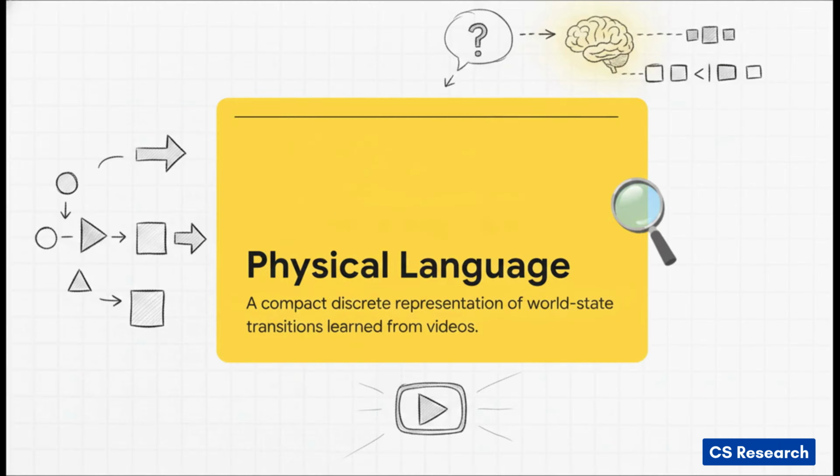They developed what they call physical language. Basically, this is a compact, discrete representation of world state transitions. And the coolest part is that the model learns it entirely through self-supervision from countless unlabeled in-the-wild videos. It acts as an intermediate representation. The AI can explicitly reason about how the world is going to evolve using this new language, long before it ever attempts to draw even a single pixel on your screen.